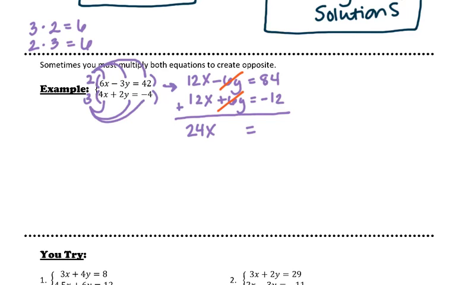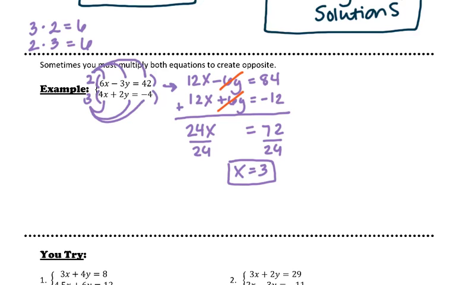And then we'll simplify this. You can think of it as adding a negative, or basically you're subtracting 12 from 84. And so we're going to get 72. And then we're going to divide that by 24, and I think we magically get 3. Pretty sure. You can check me on that later.